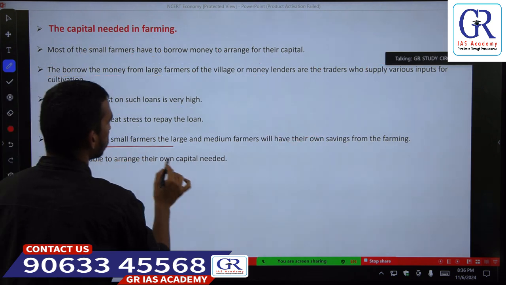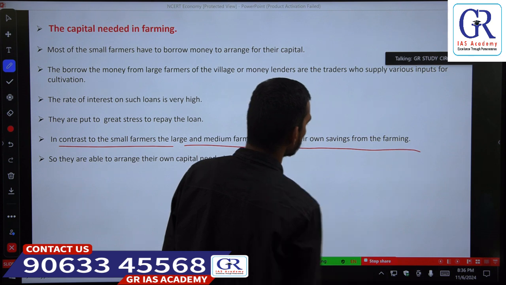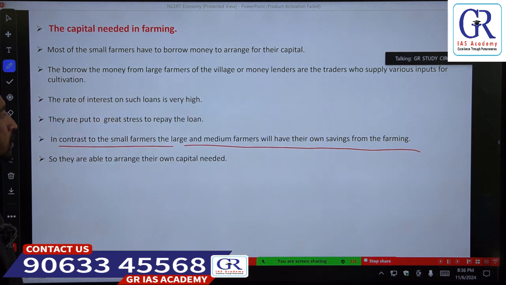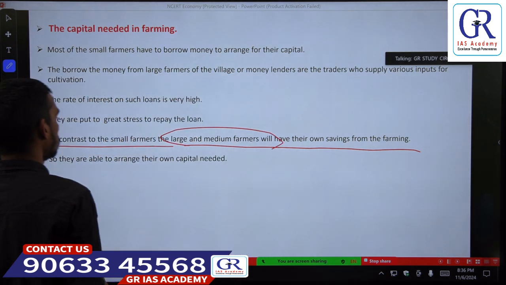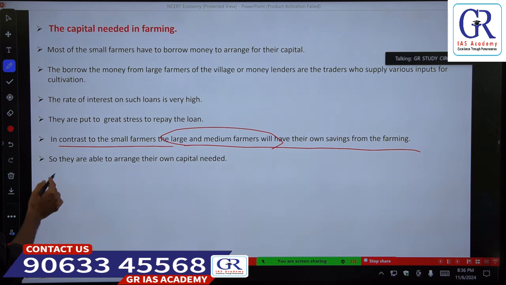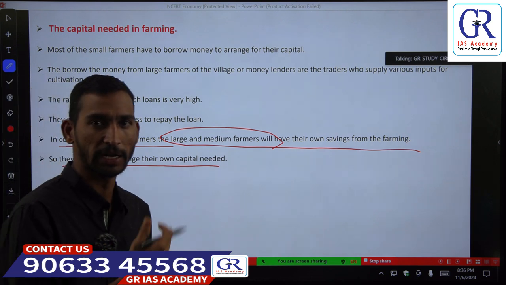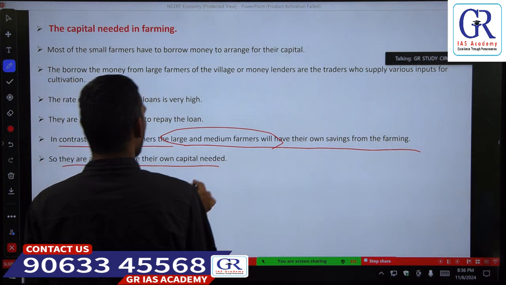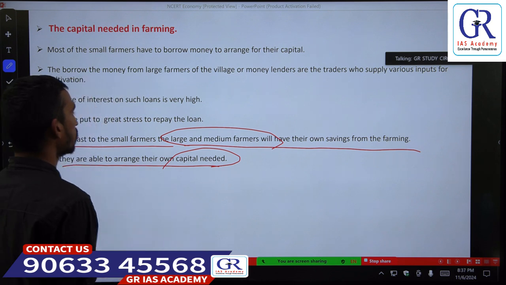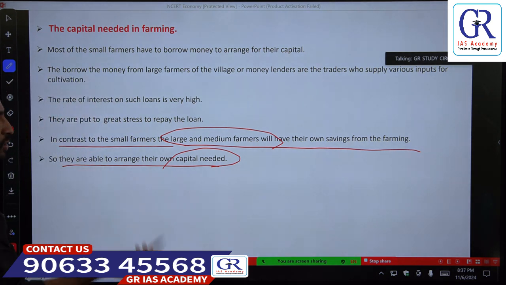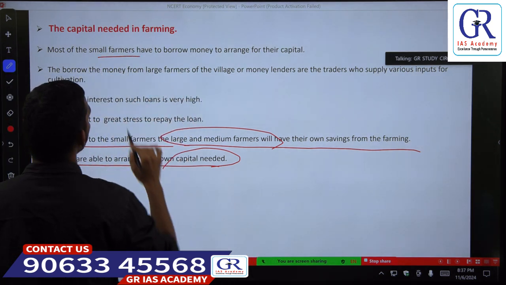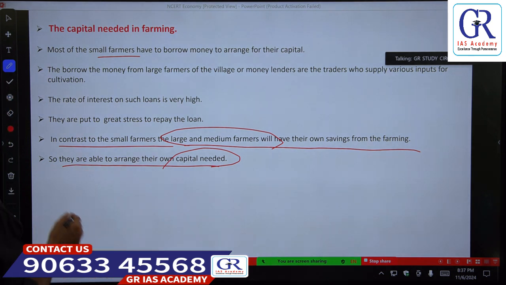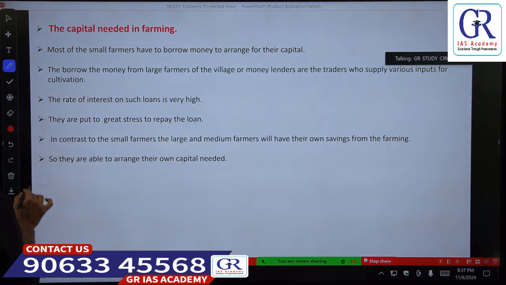In contrast to small farmers, large and medium farmers have their own savings. If you look at the large farmers, they have their own savings, and with the help of their savings they will cultivate. They are able to arrange their own capital, whatever investment is needed for cultivation of the crop. Since they can arrange it by their own ways, it is easy for them to cultivate the crops, so there is no problem for them. But for small farmers, it is much more difficult to cultivate the land. That is the problem we are facing here.